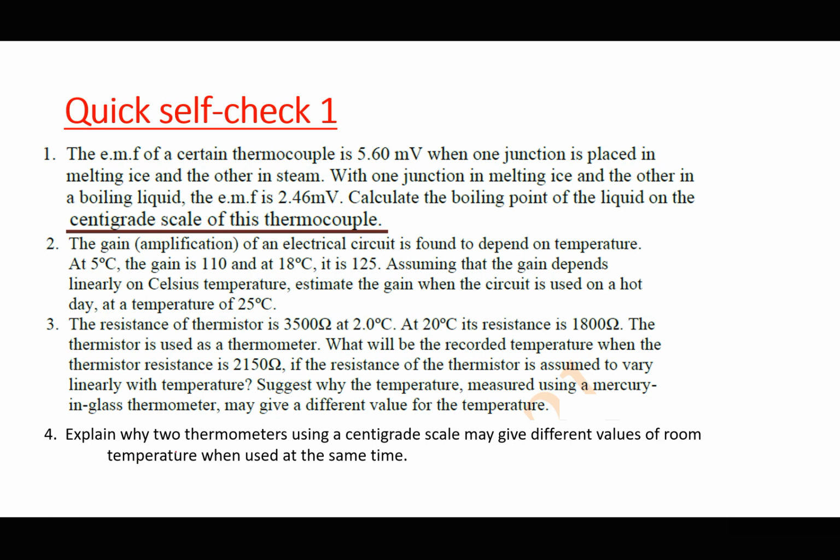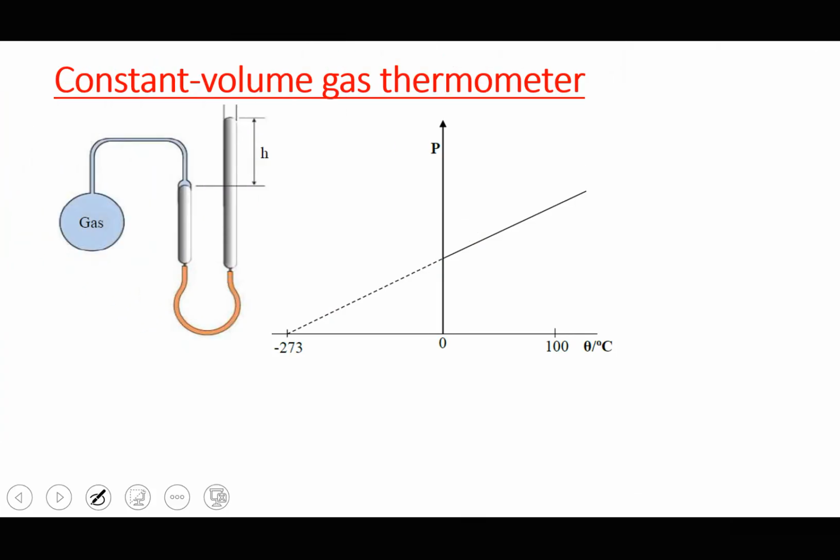Then explain why two thermometers using a centigrade scale may give different values of room temperature when used at the same time. So you can attempt that self-check before you proceed to the next part. In our next part, we want now to explore the constant volume gas thermometer.